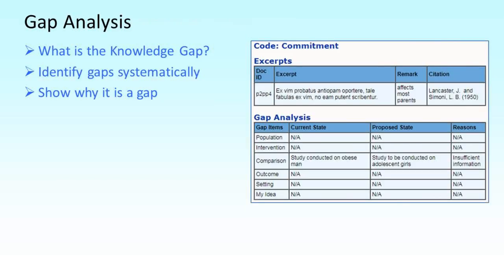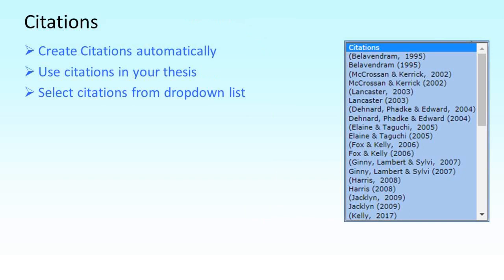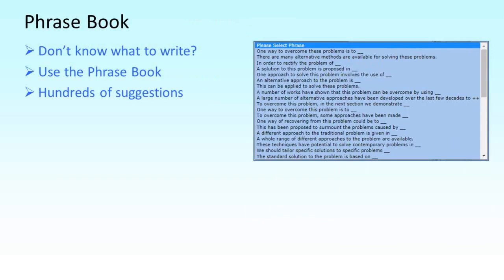Conduct your gap analysis to identify knowledge gaps. Do this systematically with supporting reasons for the gap. Citations are created easily and can be used throughout your thesis. AsterWrite has a phrasebook. The phrasebook helps you to express your ideas effectively. There are hundreds of ideas in the phrasebook.